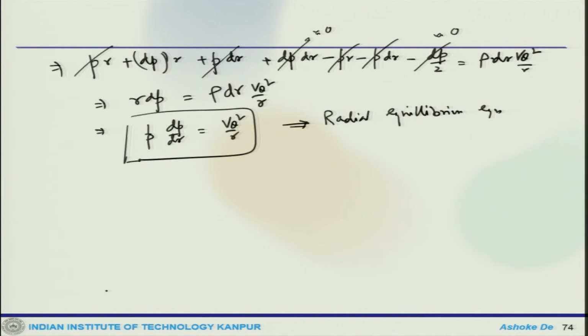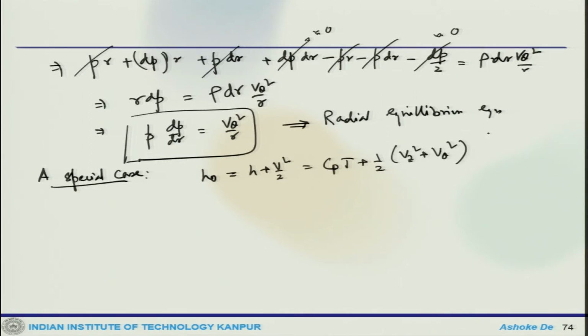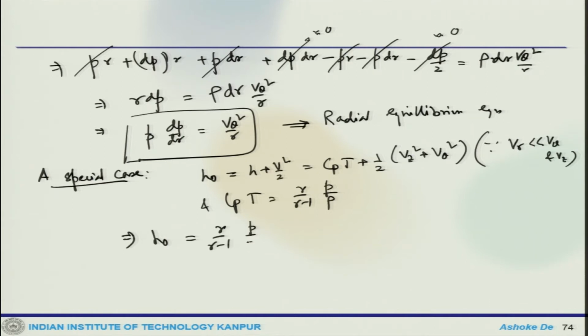So, this is important. Now, one can again consider a special case. At any radial direction r, the stagnation enthalpy is given by H naught equals H plus V square by 2, which is Cp T plus half Vz square plus v theta square. Now, since Vr is small compared to v theta and Vz, we can write Cp T equals gamma by gamma minus 1 p by rho. So, which turns out to be H naught equals gamma by gamma minus 1 p by rho plus half Vz square plus v theta square. So, once we differentiate this with respect to r, what we will get?